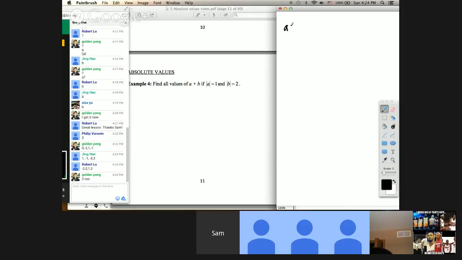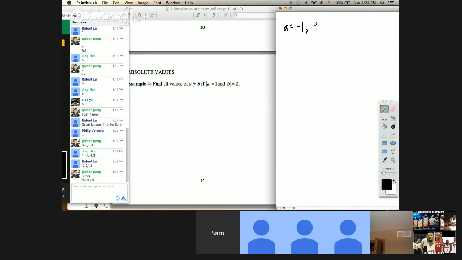So you know that A can either equal -1. Oh right, delete zero. Nice, good catch. If the absolute value of A equals 1, A can either be -1 or 1, and then the absolute value of B is equal to 2. B can either equal 2 or -2.